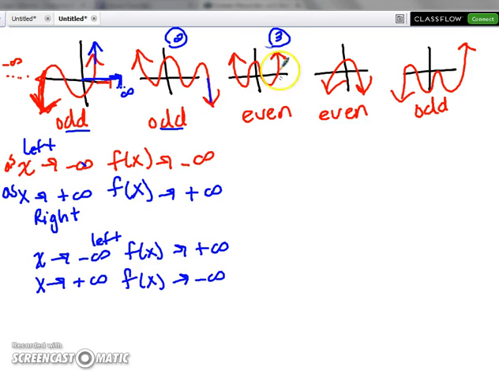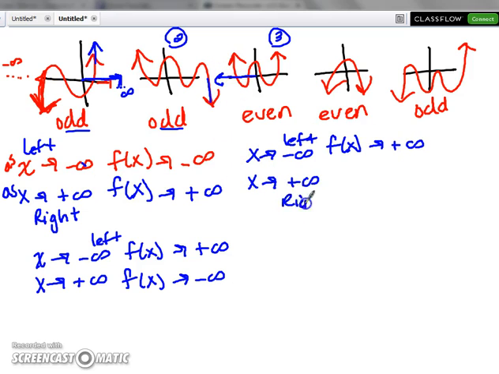For the third graph, if I want the ending behavior as x goes to negative infinity, as x goes to the left, so as I go to the left-hand side of this graph, where's the function going? Well, the function is going up. It's going to positive infinity. If I go to positive infinity, which means as I move to the right on this graph, where's the function going? It's also going up. So again, they have the same ending behavior. They're both going positive, which reinforces that this is an even degree function.